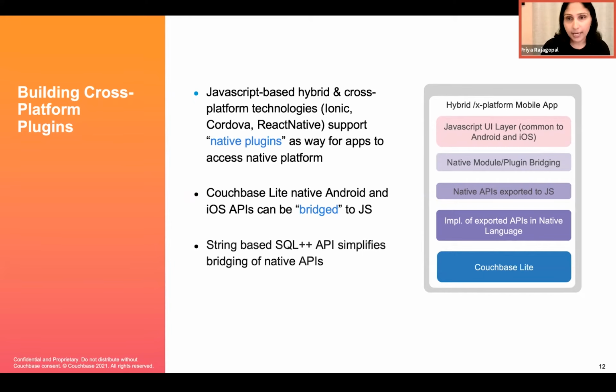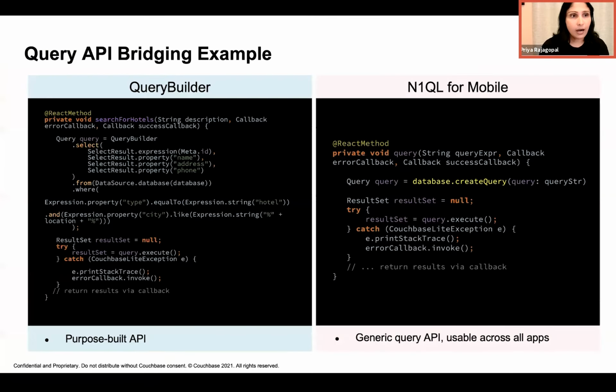So essentially what these bridging plugins do is export the native APIs so they can be consumed by these JavaScript applications. Now, when it comes to mapping the native APIs that are exposed by Couchbase Lite into the JavaScript world, probably the most complex aspect of that bridging is bridging the Query Builder API. So the new string-based API makes it very convenient to bridge between the native layer and the JavaScript world. So let's look at it with an example.